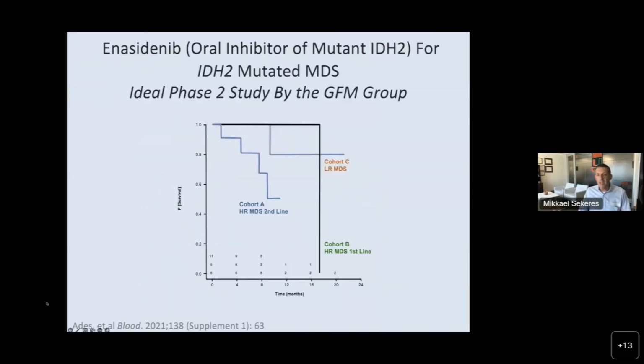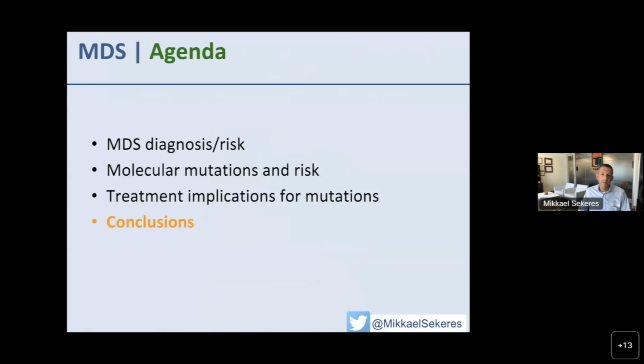There were some data that were presented at the American Society of Hematology annual meeting this past year from the GFM group in France, where they also showed a similar response rate of about 40% for patients with IDH2 mutated MDS and enasidenib. And here you can see the survival curves for patients who had higher risk MDS and were receiving this as second line therapy, which is where we think it probably fits best, versus those who were receiving this as first line therapy and those with lower risk MDS.